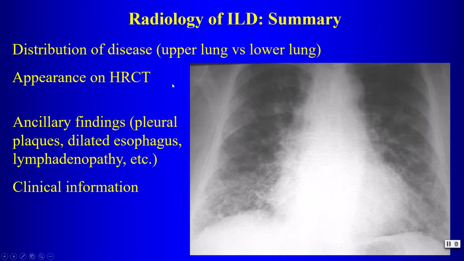So in summary, when we're discussing these interstitial lung diseases, if we're looking at the chest radiograph, we want to decide, is it upper lung versus lower lung predominant? And that can help us in our differential diagnosis. We've talked about differences on the high resolution CT appearance that can differentiate one entity from another. Ancillary findings are very important. Pleural plaques can point you in the direction of asbestosis. Dilated esophagus can point you in the direction of scleroderma. Lymphadenopathy, maybe we're dealing with sarcoid or lymphangitic tumor, and we've covered other ancillary findings also.